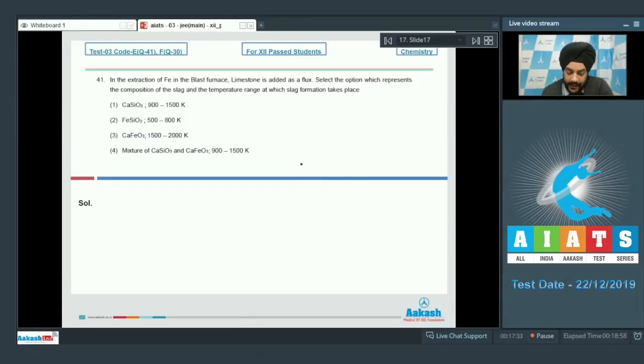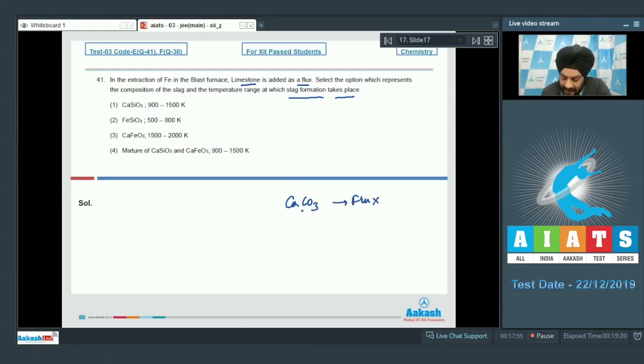Question number 41. In the extraction of iron in the blast furnace, limestone is added as a flux. Select the option which represents the composition of the slag and the temperature range at which the slag formation takes place. So students, if we talk about the extraction of iron, limestone is added as a flux. So CaCO3 is added as a flux.